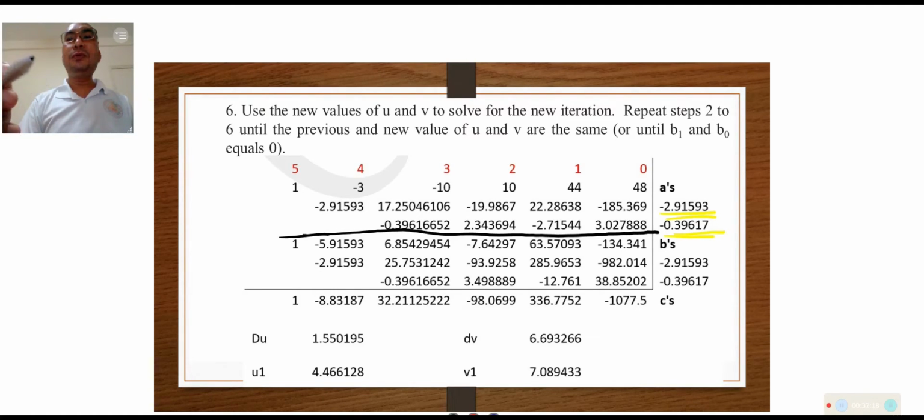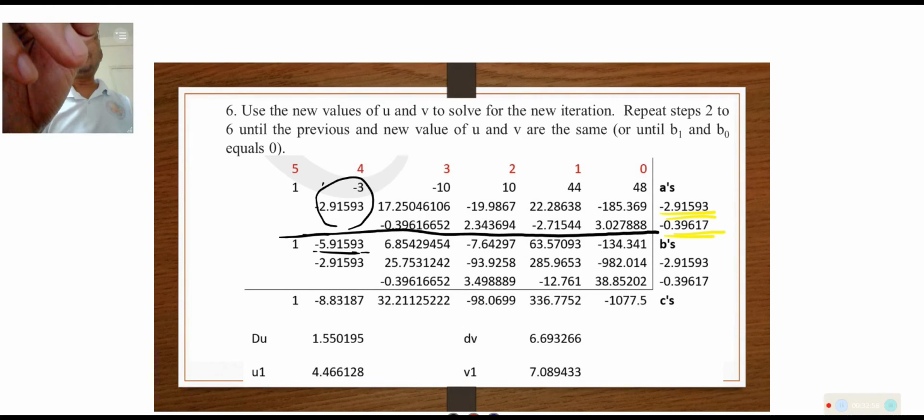So we first solve for the B's. To solve for the B's, take note here that the A's are constant. They don't change. They still follow the A's, the coefficients of the original equation. So we bring down 1 times negative 2.91593, that is negative 2.193. Then we add this one, it is equal to this one.